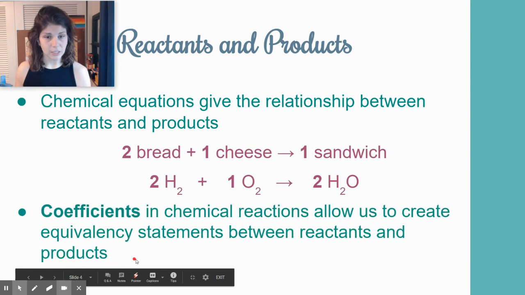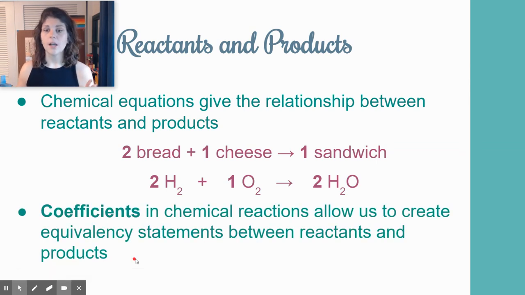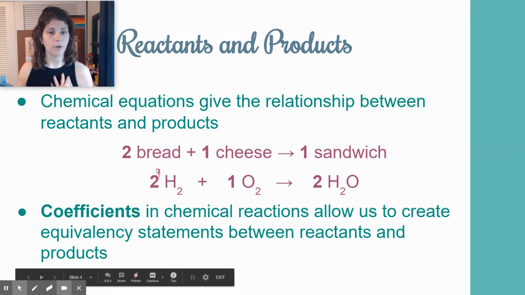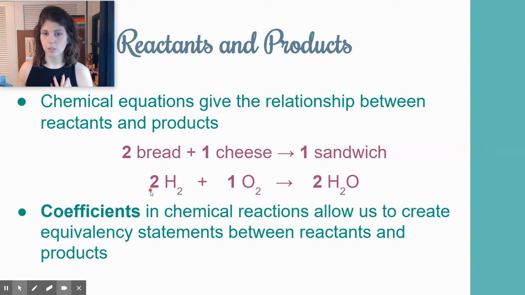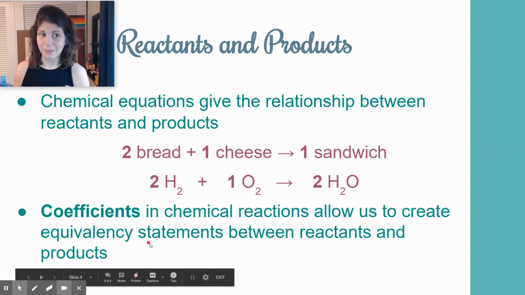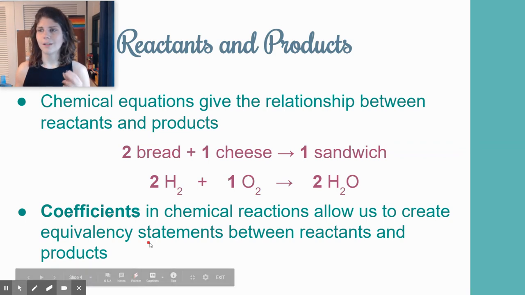The coefficients in the balanced chemical equation allow us to create equivalency statements to see the relationship between reactants and products. So the coefficient is the number in front. The 2 in front of the H2 tells us, well, for every 2 hydrogen molecules, we're going to get out 2 water molecules. And knowing that means we can create equivalency statements. And once we have equivalency statements, we can write conversion factors.